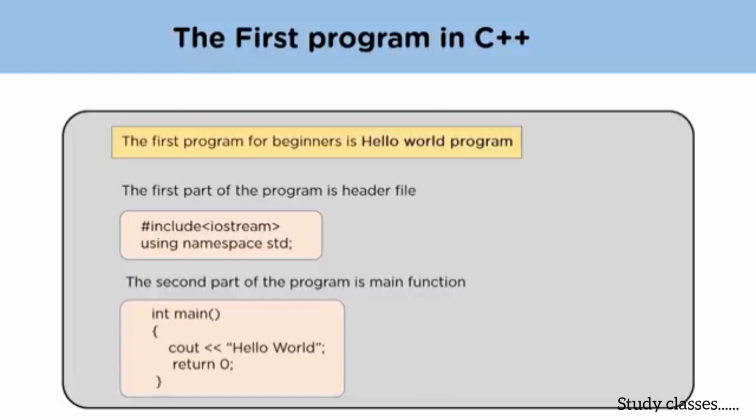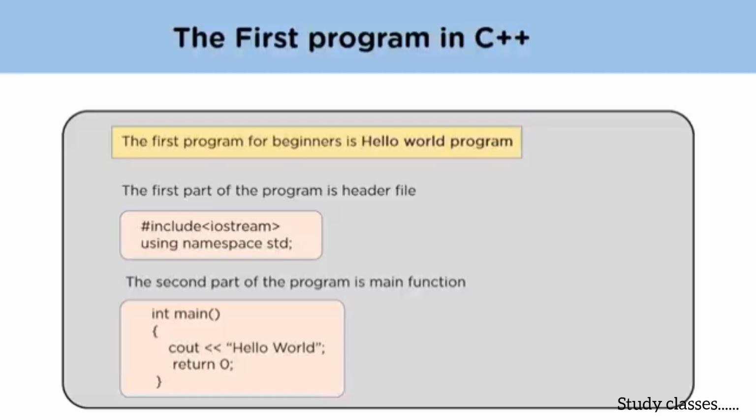So the first program for beginners is the Hello World program. In this program, Hello World is printed. It is a very basic program and in the first part of the program we are including a header file, #include <iostream>. Header files are generally used to import features into the program. Functions like cin, which is used to take the input from the user, and cout, which is used to display the output, are defined in this iostream header file.